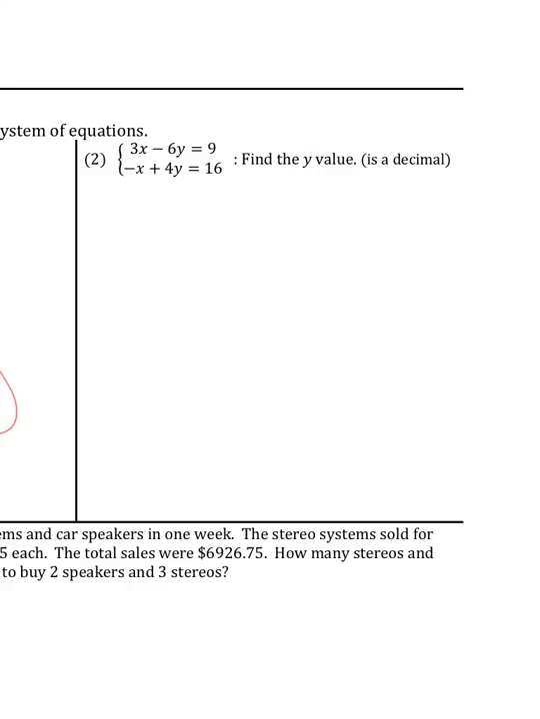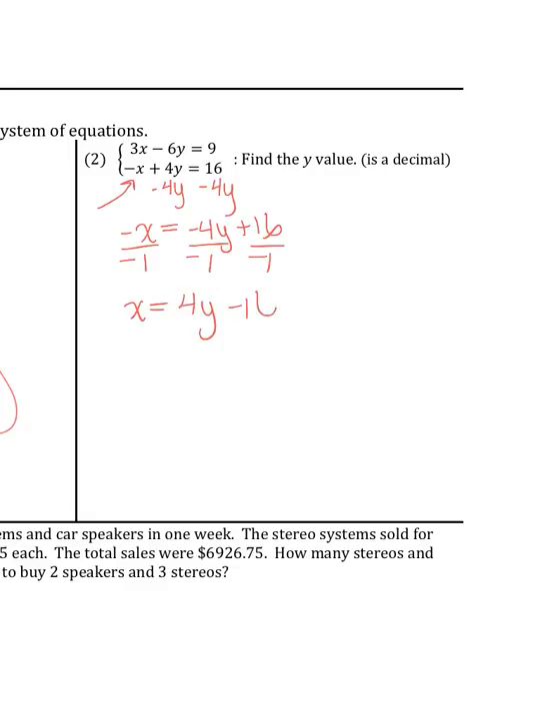Now, number 2, you will get a decimal, so don't panic. All right. So I would probably get that x by itself. It's going to require 2 steps, but it's going to be the easiest. So I would subtract 4y from both sides, and I get negative x is equal to negative 4y plus 16. Then divide everything by negative 1, and get x is equal to 4y minus 16. So I'm going to kind of cross that out, not going to use it. Don't want to get confused. I'm going to take that, plug it in for that x up there.